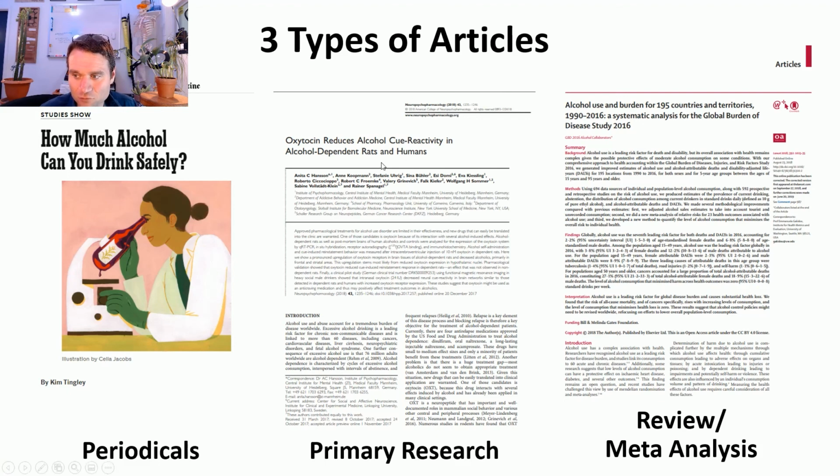We're looking at a few rats and humans. We're doing an experiment here. We're testing oxytocin on a few test subjects. Here, we're looking at 195 countries over a 26-year time span, and we're looking at the global burden of disease. Review and meta-analysis, much bigger, much grander view of things.